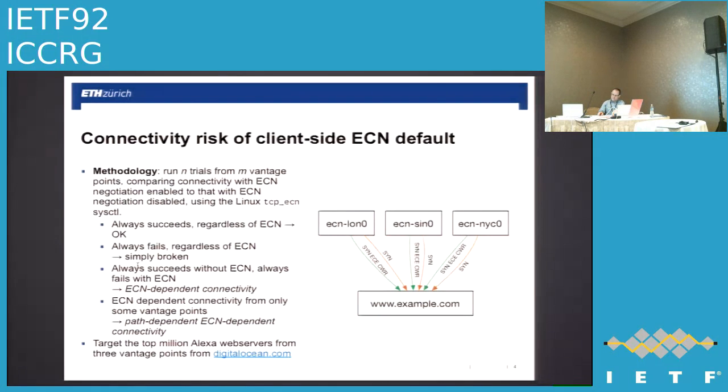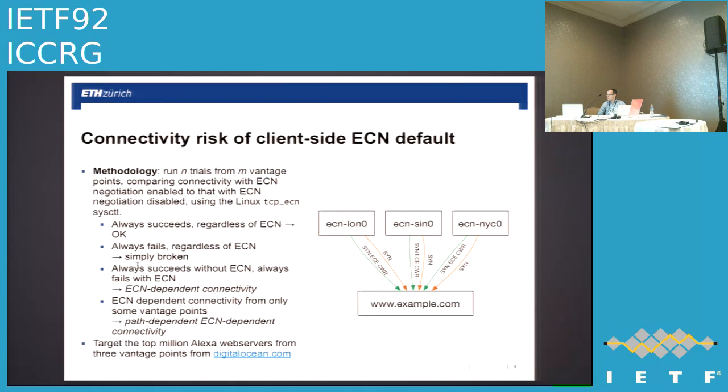So the methodology was we run N trials from N vantage points, and we do two connections very close to each other in time. We do a SYN ECE CWR followed by a SYN, I think, or a SYN followed by a SYN ECE CWR. I think it was the SYN first followed by the SYN ECE CWR. And we do this as close in time as possible from 3 different vantage points. We rented 3 VMs from DigitalOcean.com. We did this because each of their data centers is attached to the network via a different AS, so we're getting different routes. We have some path diversity, and they also all have native IPv6 connectivity, so we're able to measure and compare the situation in v4 and v6.